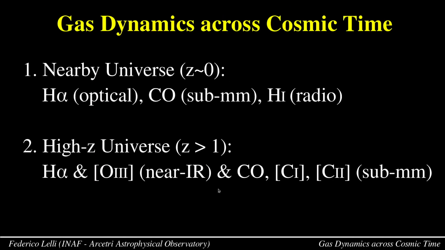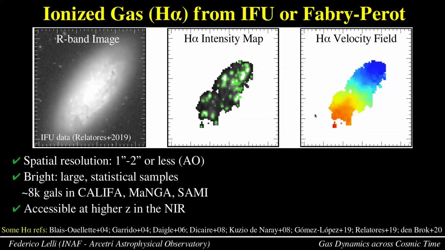The rest of this talk is divided in two parts. I will start with the nearby universe, and then I will move to the high redshift universe. With high redshift, I mean z larger than 1. Well, let me start with z equal to 0. In particular, we'll discuss the H-alpha line in the optical, the CO in the sub-millimeter, and the HI line in the radio. So each one of these lines has advantages and disadvantages.